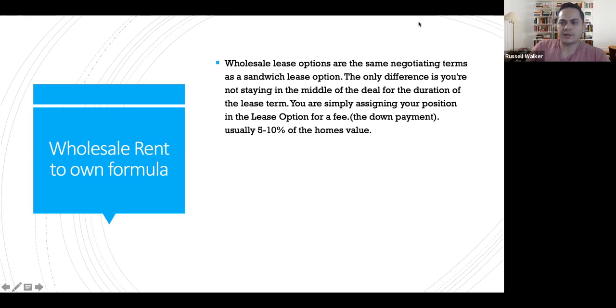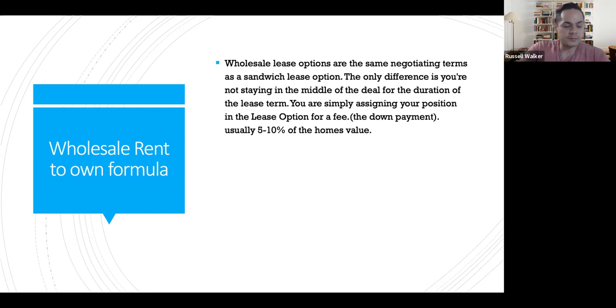So wholesale lease options have the same negotiating terms, basically, as a sandwich lease option. I'm going to get into all the terms. You're going to have to negotiate price. You're going to have to negotiate the rent. You're going to have to negotiate the terms. You're going to have to negotiate the down payment. The only difference, again, is you're not staying in the middle of the deal for the duration of the lease term. You're simply assigning your position in the lease for a fee or a down payment.